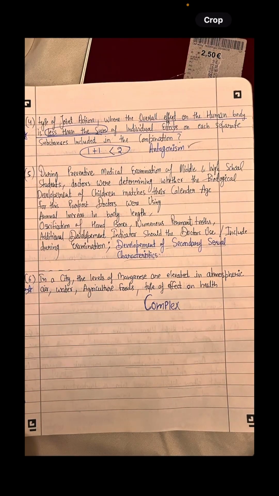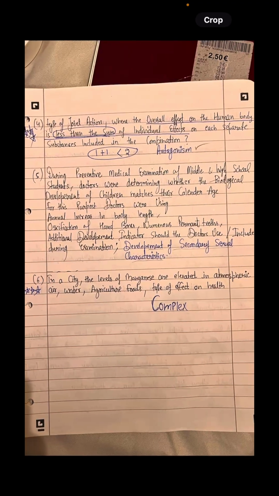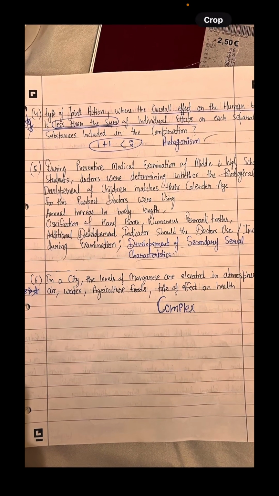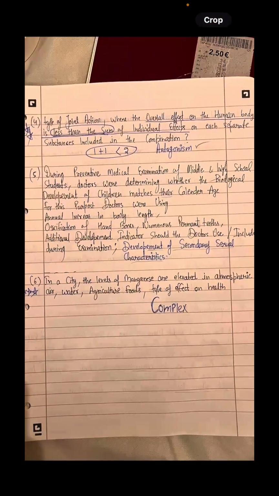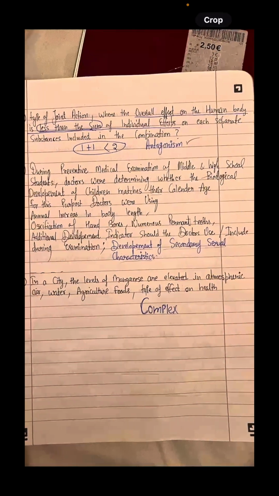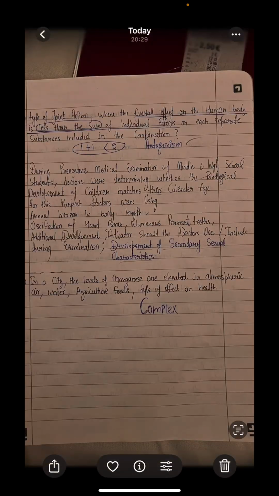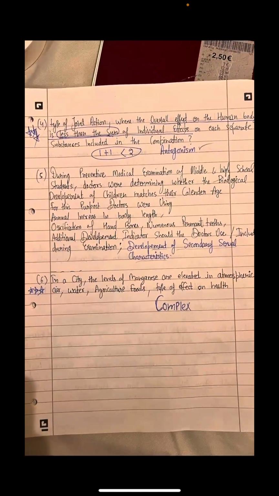During the preventive medical examination of middle and high school students, doctors were determining whether the biological development of the children matches their calendar age. For this purpose, doctors were using annual increases in the body length, ossification of the hand bones, number of permanent teeth. What additional development indicators should the doctor include during the examination? So it's development of secondary sexual characters.